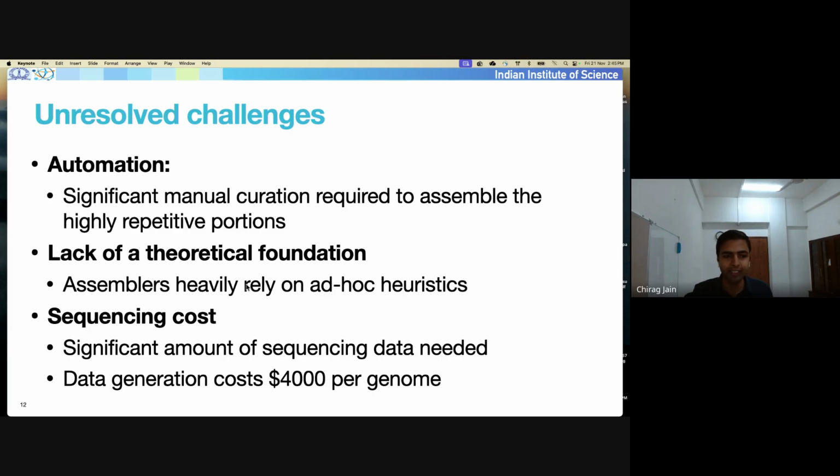The third point I want to mention, which is also unresolved, is that there is a significant amount of sequencing data that has to be generated for this complete human genome assembly. Right now, the data generation costs about $4,000 per genome if you buy from a commercial vendor. So given these challenges, there are still many open problems in this area. That is, how do you go about addressing all these questions and scaling your genome assembly solution to sequence, let's say, each and every individual on the planet?